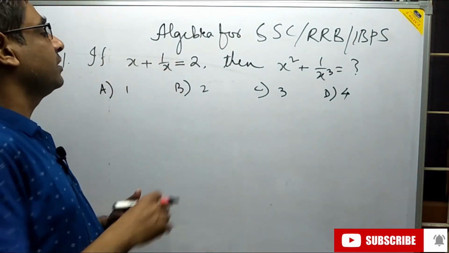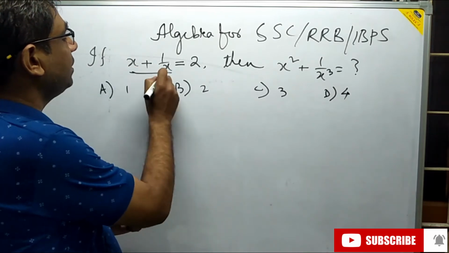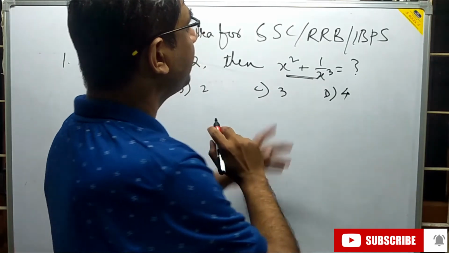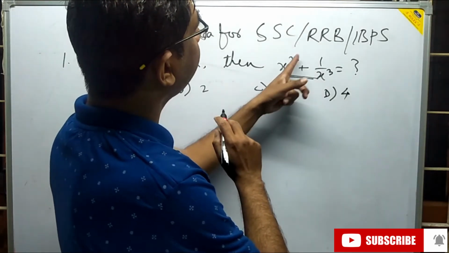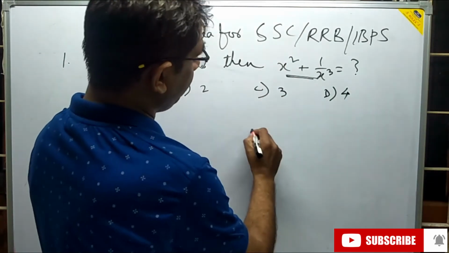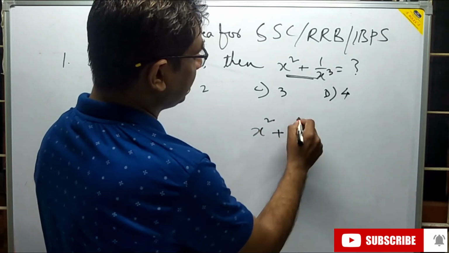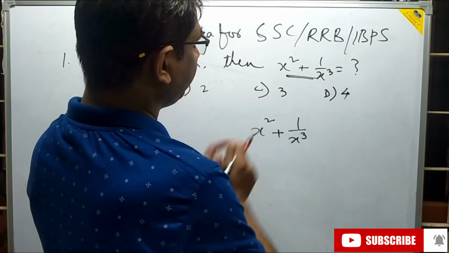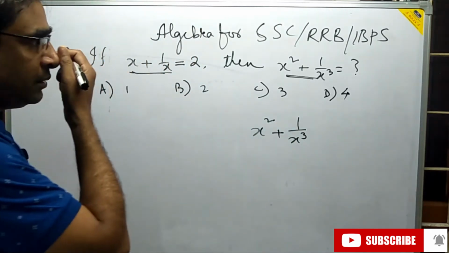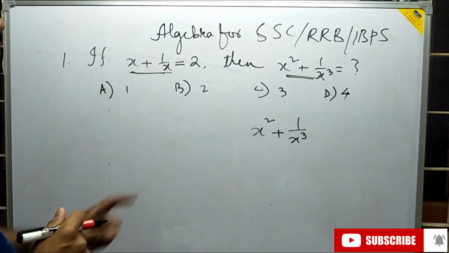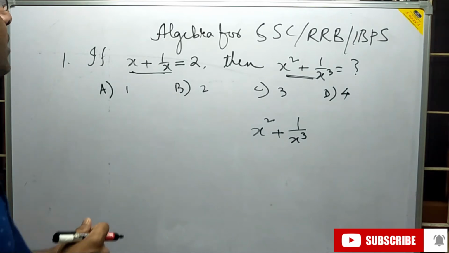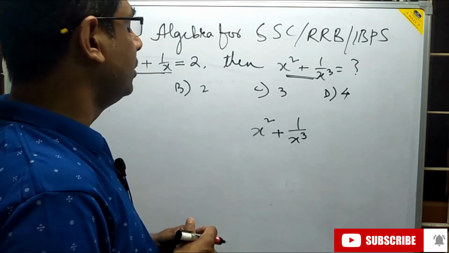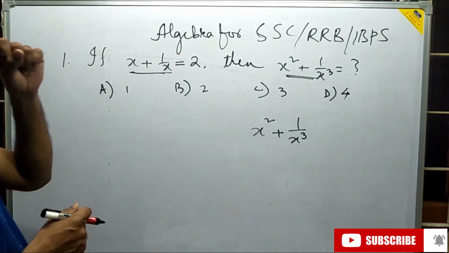See, for this sum, this one is plus and this one is also plus, but one difference is given here. Here one is x square plus, and another one is x cube. If both have the same power, then we can easily find the value using the identities. But here one is x square, another one is x cube, so we can't use the identity here.